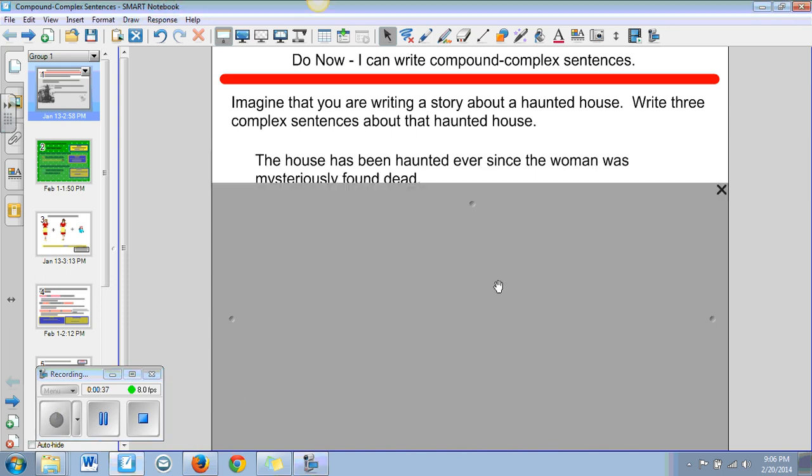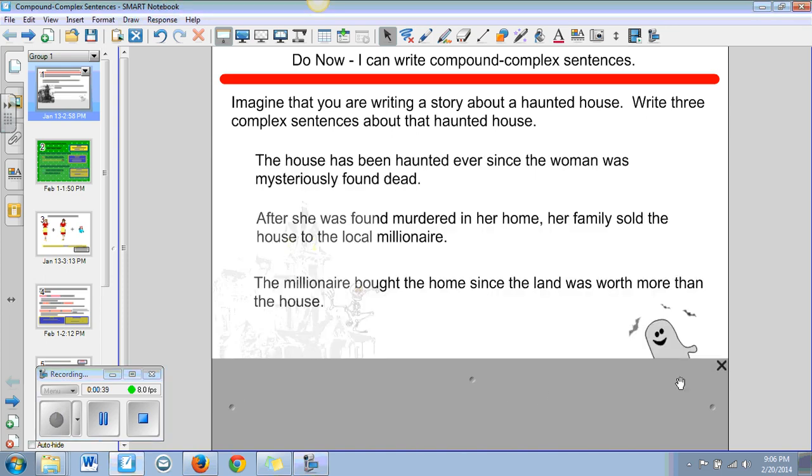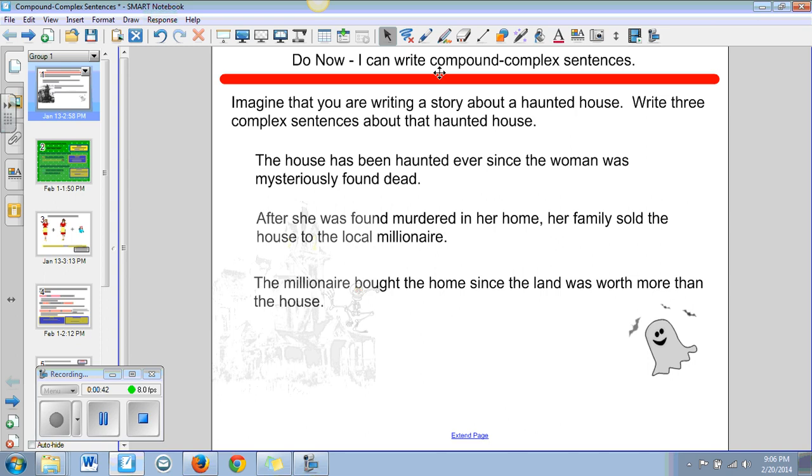All right, so here are 3 complex sentences that I wrote about a haunted house. I'm going to go ahead and highlight our subordinating conjunctions. The house has been haunted ever since the woman was mysteriously found dead. Ever since is a subordinating conjunction.